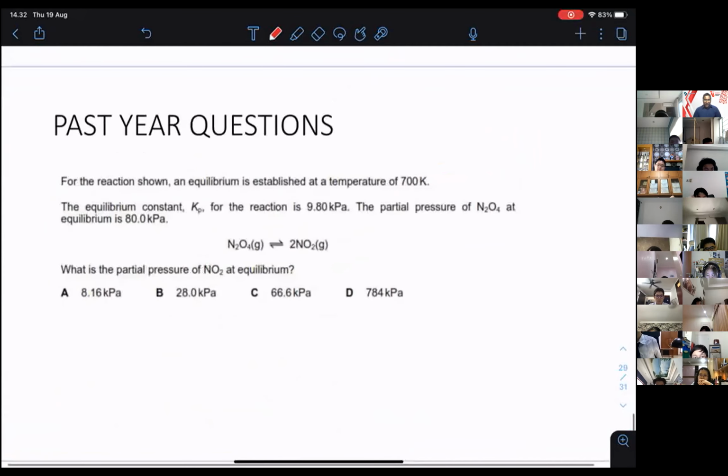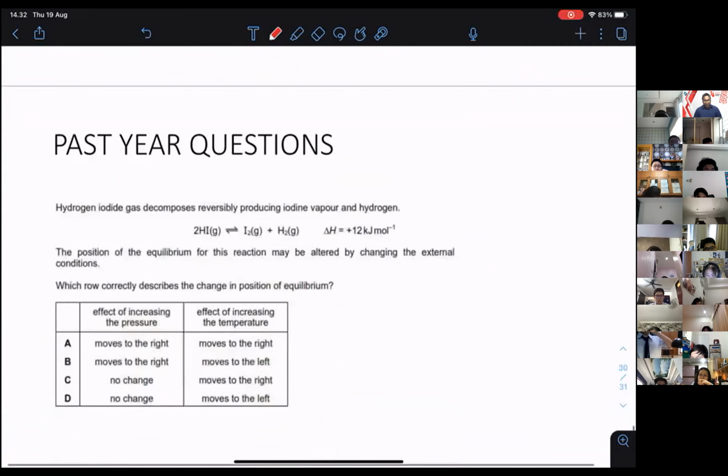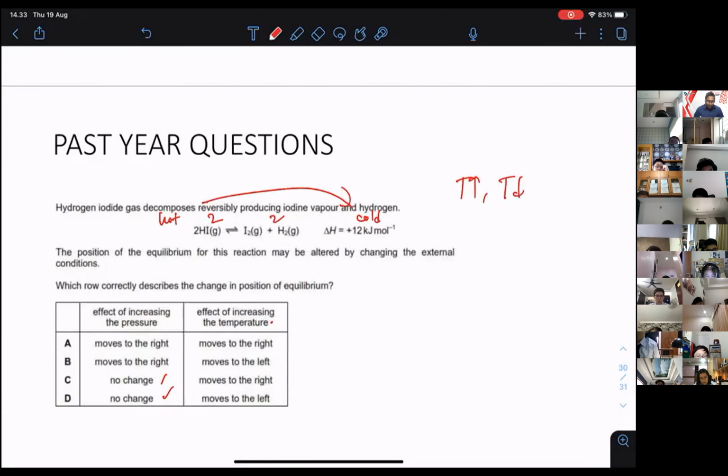And then here, what is the partial pressure of this? You can do it on your own. This one also, the effect of increasing pressure, what happens? You see 2 and then 2, no change, no change. And then if you increase temperature, what happens? This is cold, this is hot. Increase temperature, you decrease the temperature. How do you decrease the temperature? You move to the right. Move to the right, and you can see you can get it done very fast.